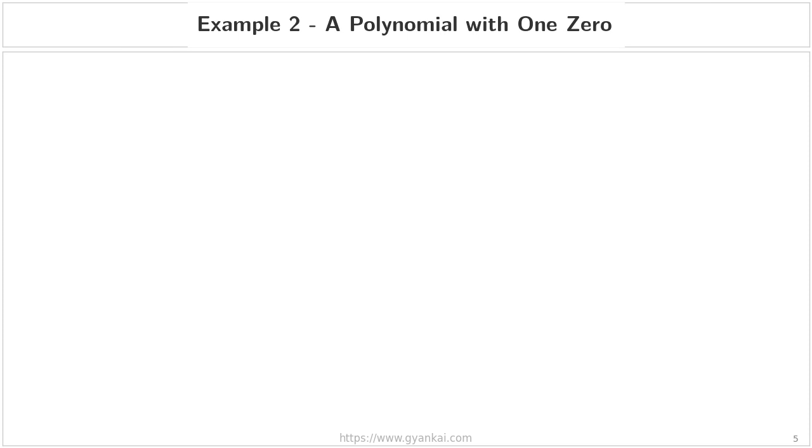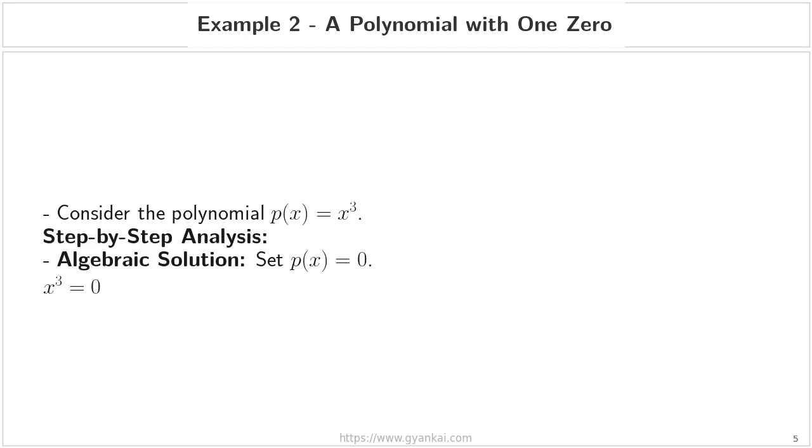Example 2. A polynomial with 1 zero. Now that we've seen how a cubic polynomial can have three distinct zeros in our first example, let's look at a different scenario where the number of zeros is reduced. On this slide, we are considering the polynomial p of x equals x cubed. Let's walk through the step-by-step analysis to see what's happening here.